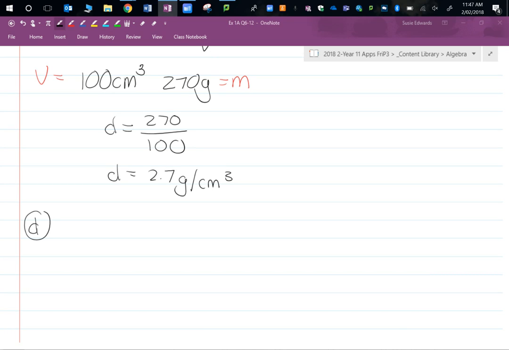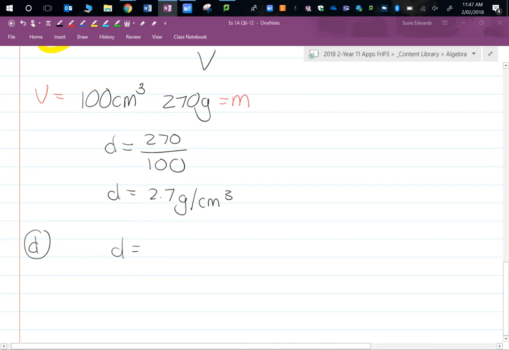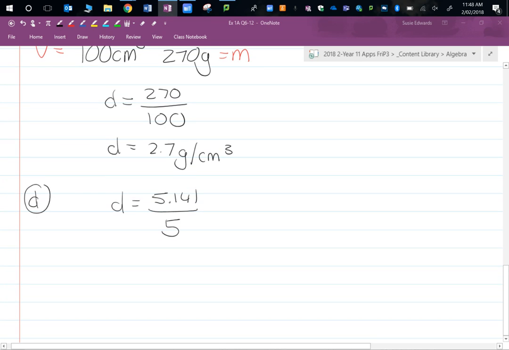What it's saying is we're looking at seawater and finding the density of it at different distances. The first part says just below the surface, 5 cubic centimetres has a mass of 5.141 grams. Again, we know our formula is D equals mass over volume. So just look at the question. Mass is 5.141. Volume is 5 cubic centimetres. You don't have to do anything about that distance below. It's just telling you that at the surface, the density is that much.